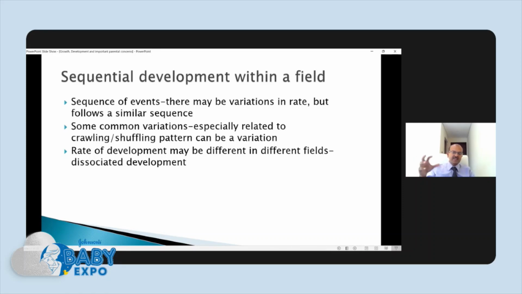There are variations. For example, some children do not crawl and some children sit and shuffle before they walk. So you do expect some variations in development. The rate of development also doesn't need to be similar in the different fields. For example, a child may do much faster in a motor field. They can run by 9 months, but they are slow in the fine motor or language fields, for example.